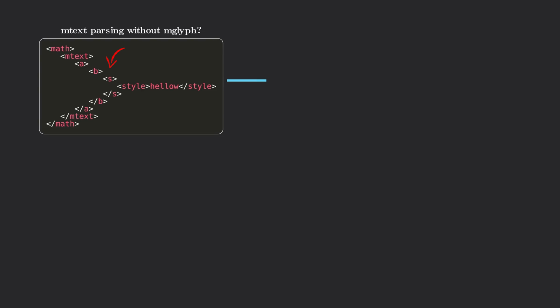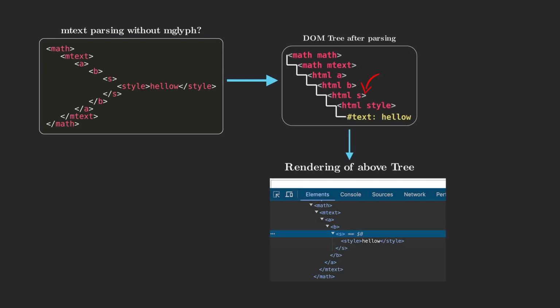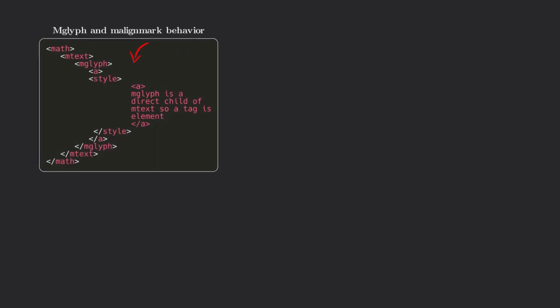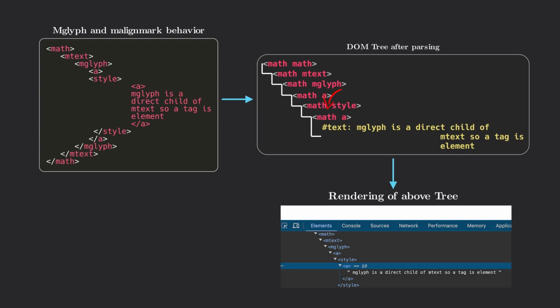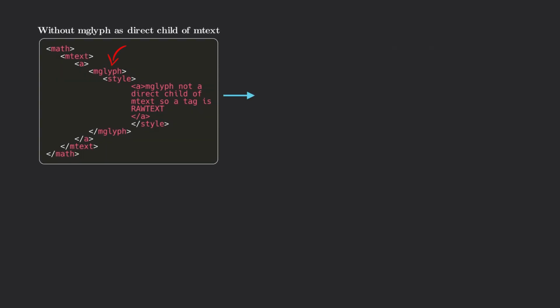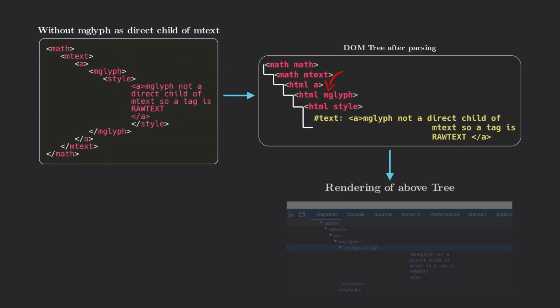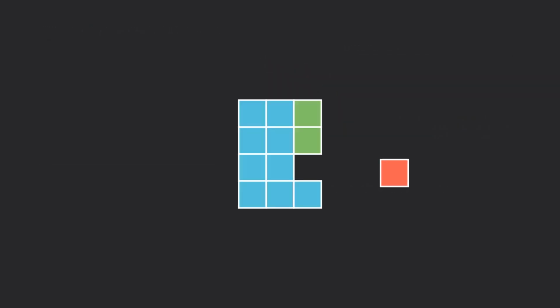Here, every child of mtext is treated as HTML namespace tags. So anchor, bold, style are all HTML tags. However, if mglyph is a direct child of mtext, the children of mtext will stay in the MathML namespace. As we can see here, the mglyph, a, style tags are all in the MathML namespace because mglyph is a direct child of mtext. But if mglyph is not a direct child of mtext, which is the case here, the usual mtext parsing applies, meaning all children are placed in the HTML namespace. This is some peculiar behavior, and it is what we needed for the final piece of our puzzle.